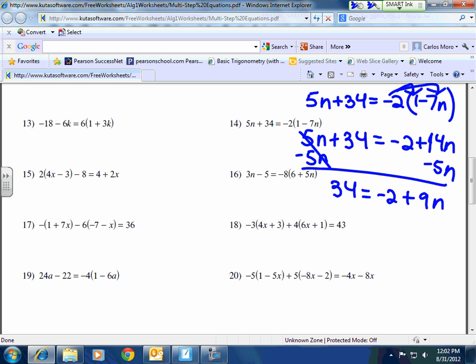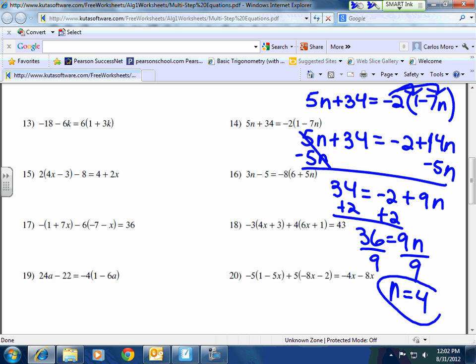Now I've got a two-step equation. I'm going to undo addition and subtraction first. So I'm going to add 2 to get rid of the negative 2. I got 36 equals 9n. Now the relationship between 9 and n is multiplication. I'm going to divide to cancel out multiplication. Divide 9 to both sides. N equals 4. Done.